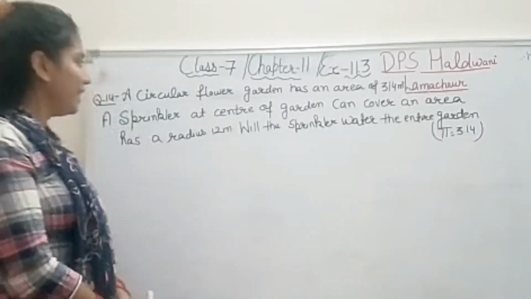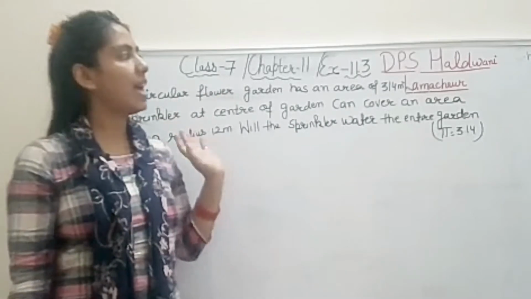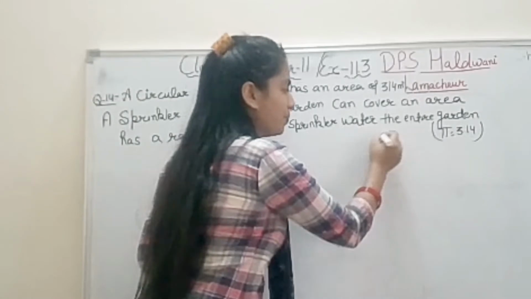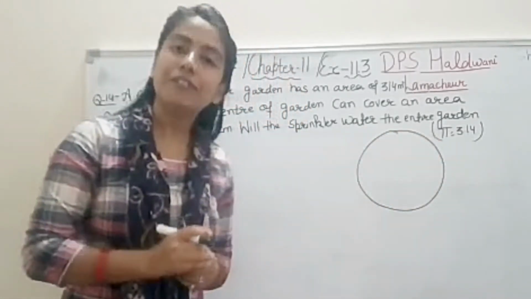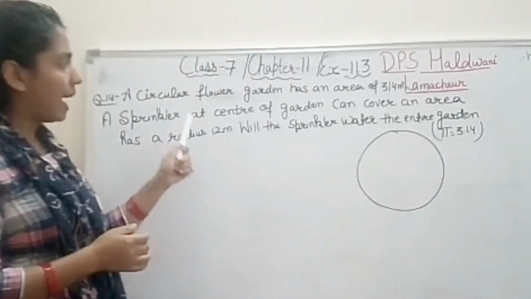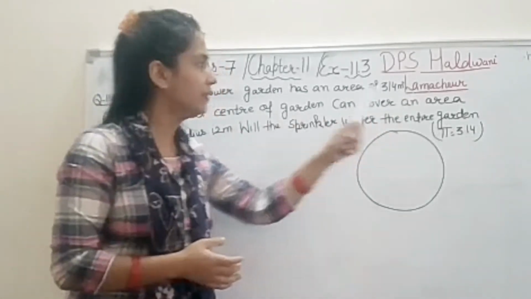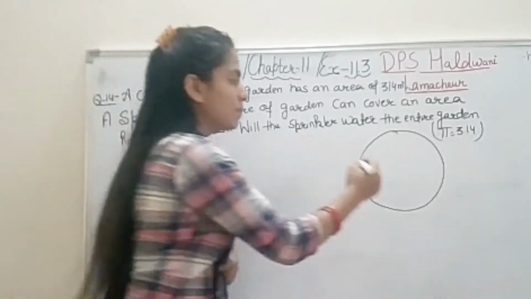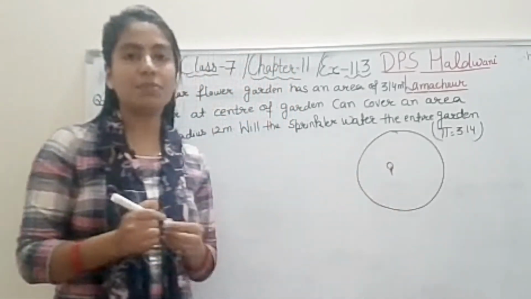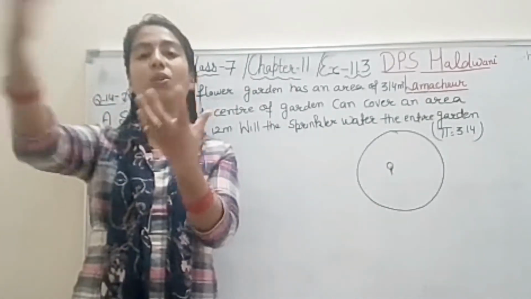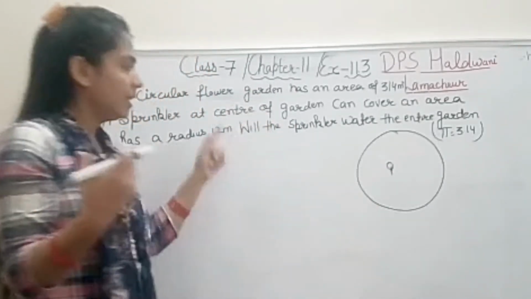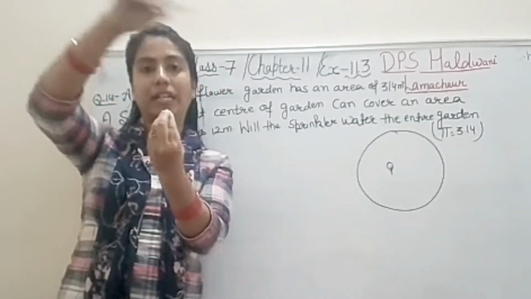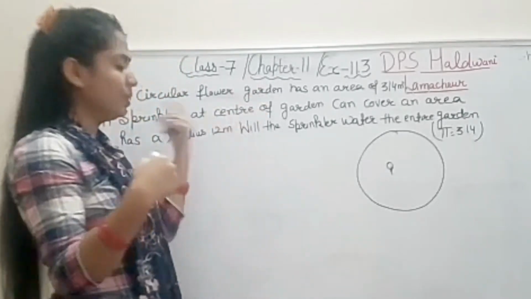Coming to our question number 14: a circular flower garden has an area of 314 meters square. One garden you have, student, and the area of this garden is given to you. A sprinkler at the center of the garden can cover an area that has a radius of 12 meters. It means there is one sprinkler. What is a sprinkler, student? It means a fountain sprinkling water all over the garden. And the radius is given to you, from the center it rotates at this much radius, 12 meters.